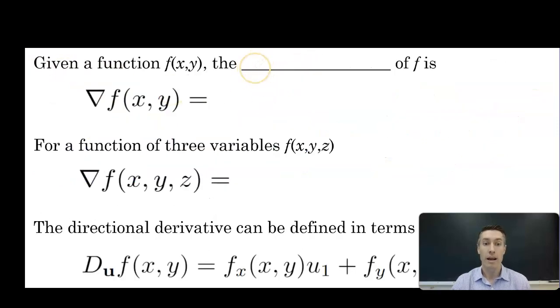So given a function f of x, y, the gradient of f, and we can even say the gradient vector of f, is, here's our notation, the gradient of the function f of x, y. This symbol is called nabla. We never use that for pronunciation. We're going to pronounce this as the gradient or the grad of the function f of x, y.